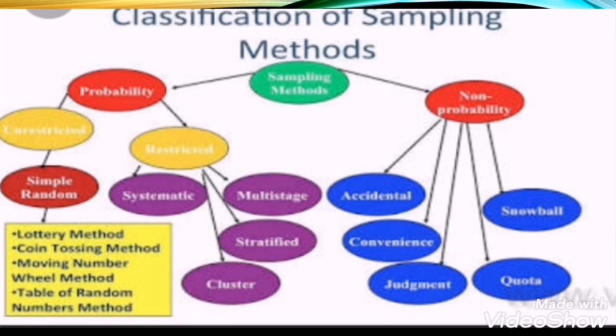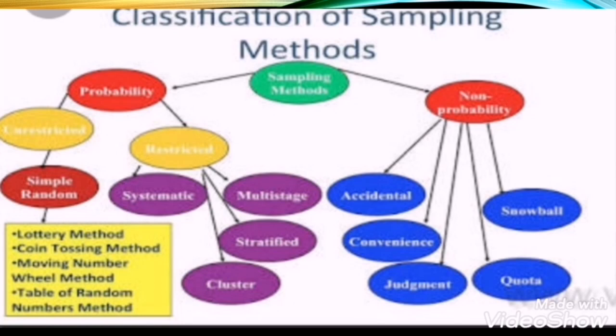The various methods of sampling can be grouped under two broad heads: probability sampling, also known as random sampling, and non-probability sampling, also known as non-random sampling. Probability sampling methods are those in which every item in the universe has a known chance or probability of being chosen for the sample.